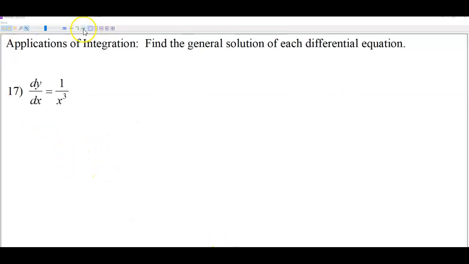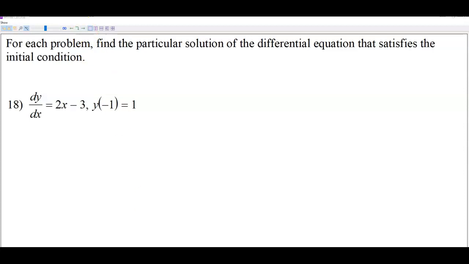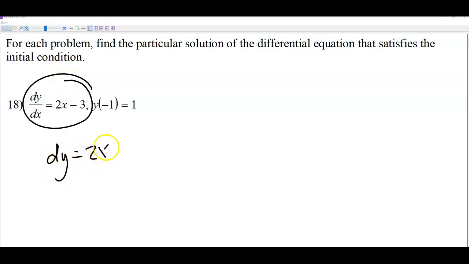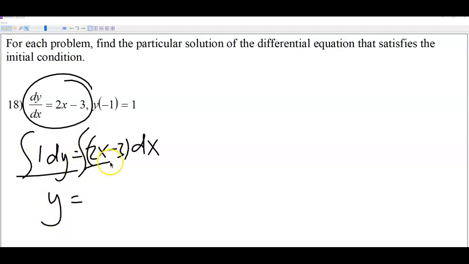We'll move on to number 18. Now this one's asking for a particular solution. So once again, we're going to start by separating our variables. I have dy, and I'm going to move dx to the other side. You'll notice that there's no y's to move over to this side, so we'll leave that alone. But just as a placeholder, I'll put a 1 there, and we're ready to integrate. The integral of 1 dy is y. The integral of 2x is x squared. The integral of negative 3 is negative 3x. Well, let's not forget our plus c.